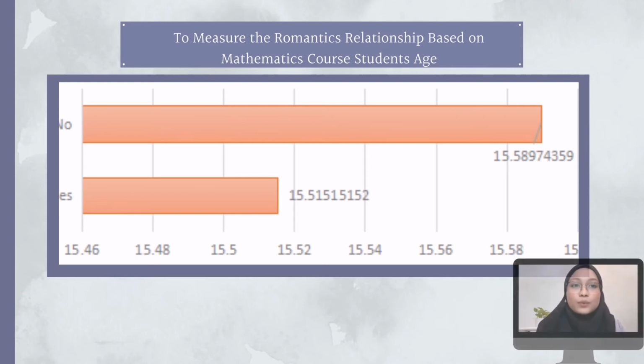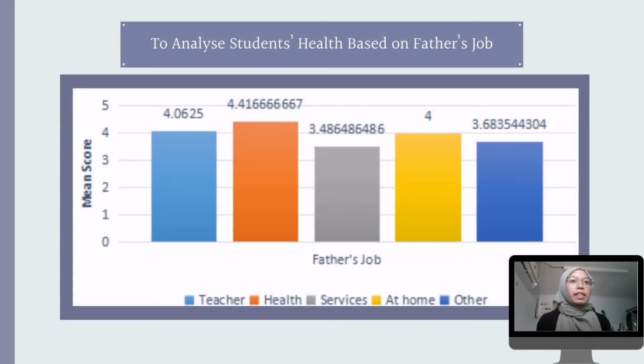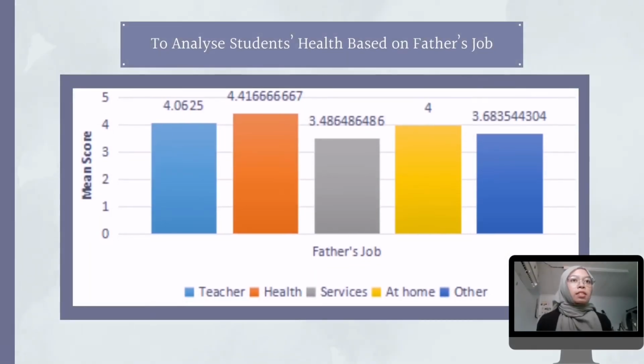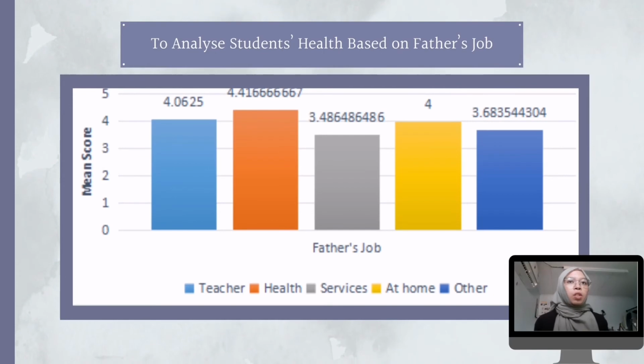romantic relationship while studying. From the graph, we can see that father's job as healthcare related has the highest mean, which is 4.41666667. The second highest mean is teacher, which is 4.0625, and the third highest mean is at home, which is 4. So we can say that these three types of students' father's job give the best health care to their child, making their child's health better maintained.